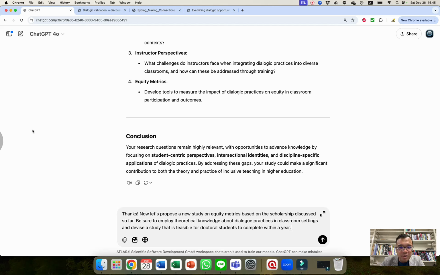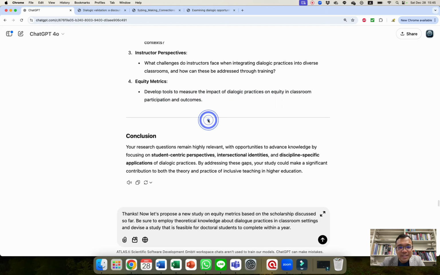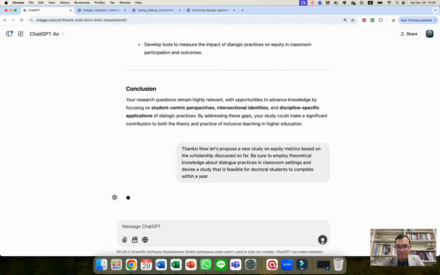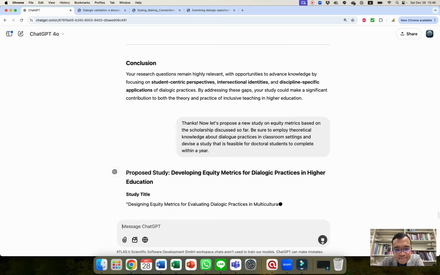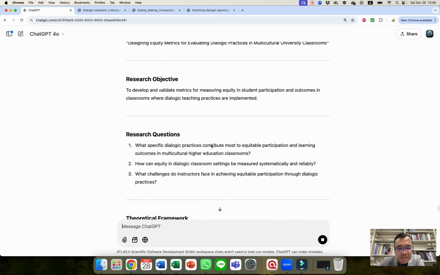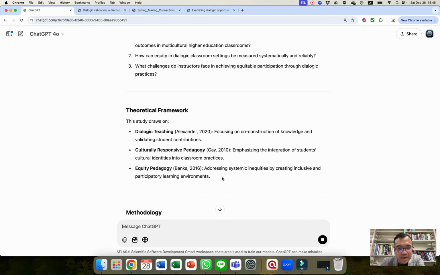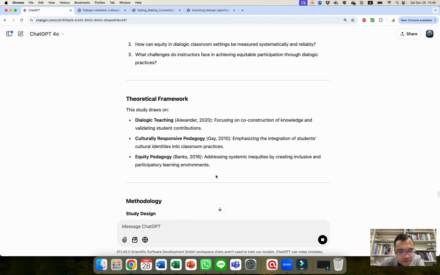So equity metrics to me sounds quantitative in nature. Develop tools to measure the impact. As someone who focuses on qualitative, this will be new and novel for me. Let's see what happens. So here's our proposed study with a new one, designing equity metrics, with the research questions focused on, again, dialogic teaching, culturally responsive pedagogy, and equity pedagogy, which is what Banks focuses on.